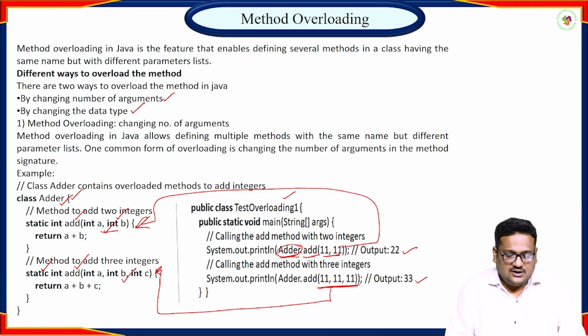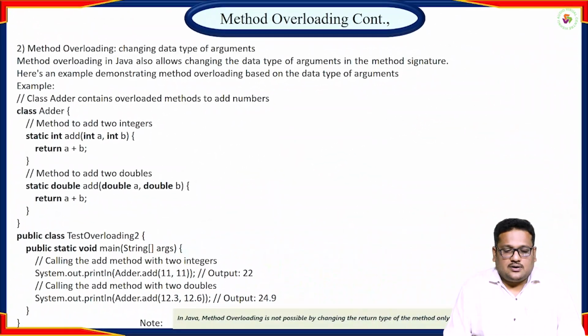If you observe, in the same class I am having two different methods with the same name. That is called the concept of method overloading. By using method overloading, we can achieve compile time polymorphism. And this is the second way to achieve method overloading: changing the data type of arguments.